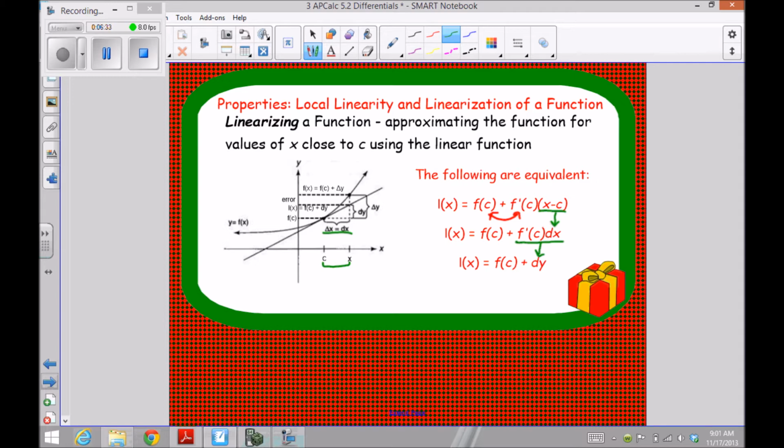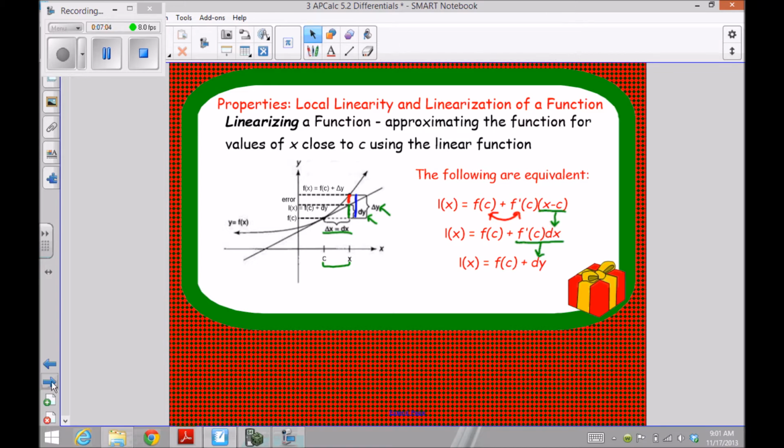However, if you notice, your dy and your delta y are two different things entirely. Your dy is the distance from f at c up to that tangent line, whereas your delta y is the distance from f at c up to the y value of the original function. And that little bit right in here is your error. That's how far off you are.